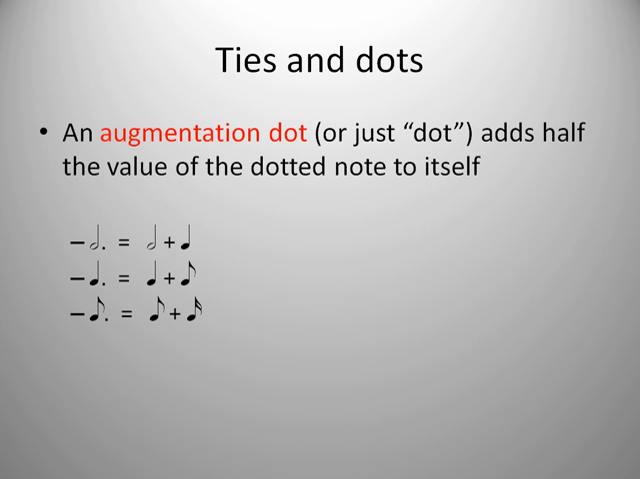Augmentation dots are another way of grouping notes together. An augmentation dot adds half of the value of the note to itself. A dotted half note would be held for a half note plus a quarter note. A dotted quarter would be held for a quarter note plus an eighth note, and a dotted eighth would be held for an eighth plus a 16th.